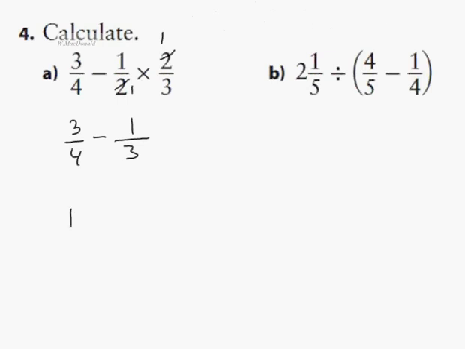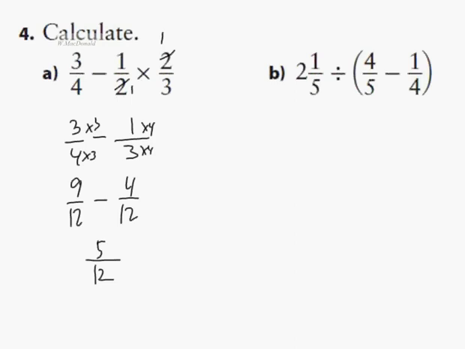Now that I have subtraction, I'm going to find my common denominator of 12. The equivalent fraction to 3/4 that has a denominator of 12 is 9/12. For 1/3, multiply both numerator and denominator by 4, and you create an equivalent fraction that's 4/12. 9/12 take away 4/12 is 5/12. Remember, when you subtract or add fractions, you keep your denominator. You don't add or subtract the denominators.